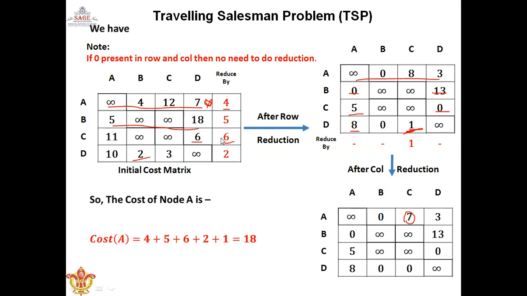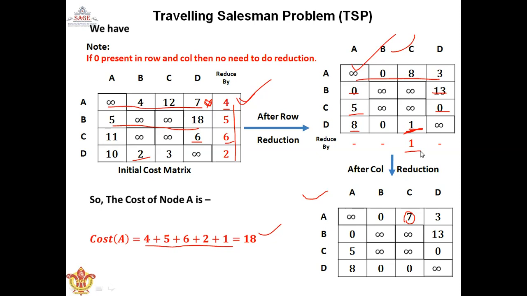Okay. After row reduction and after column reduction, we have this reduced matrix. See what values we have: 4, 5, 6, 2 and 1. So the cost of this node A is 4, 5, 6, 2, 1. It is going to give you 18. Okay, the value comes from row reduction and from column reduction.